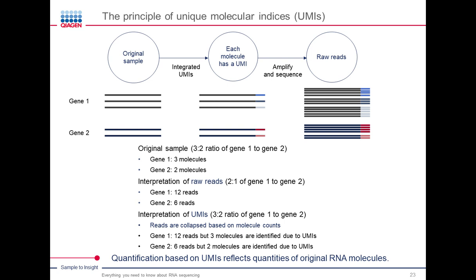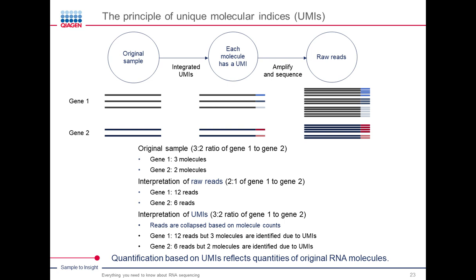To work around that, if you incorporate unique molecular indices into your library prep, basically each individual molecule is tagged with its own identifier. And in the QIAGEN kits, we use a fully random 12-base sequence that gives you nearly 17 million different combinations of UMIs. And what happens then during analysis is that the reads are collapsed based on the molecule counts.